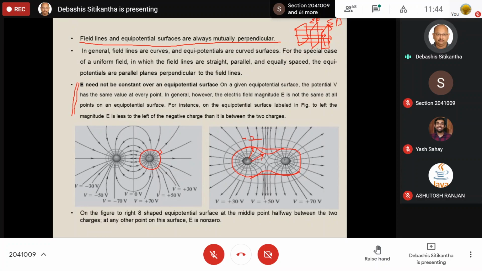If the distance is different, naturally the electric field is going to be different. But because of the interaction between the two positive like charges, the potentials are going to remain the same throughout. So in this type of case, you may have the electric field different on the equipotential surface. But as the name suggests, the potential is definitely going to be the same throughout the surface. You understood, or once again I will tell?